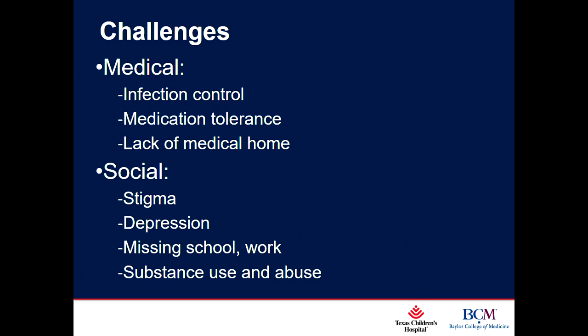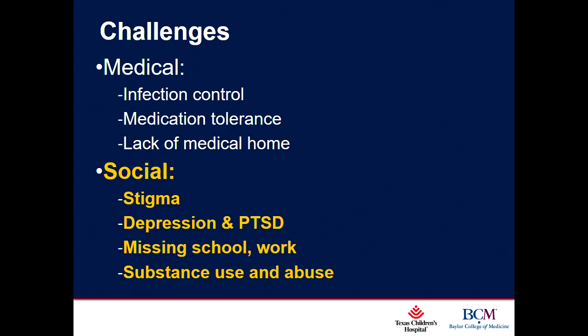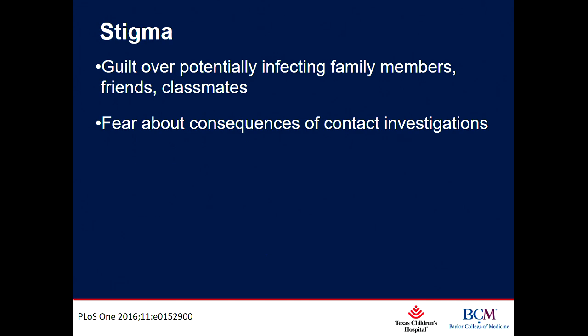Many of the challenges that are medical have been covered by past speakers, so I'm really going to focus on the social aspects. I'm talking about stigma, about the role of mental health as it relates both to existing comorbidities that might become obvious when a child actually has access to care, as well as specific symptoms that might arise directly as a consequence of a child's TB treatment in isolation. The role of missing school and work, and then finally substance use and abuse.